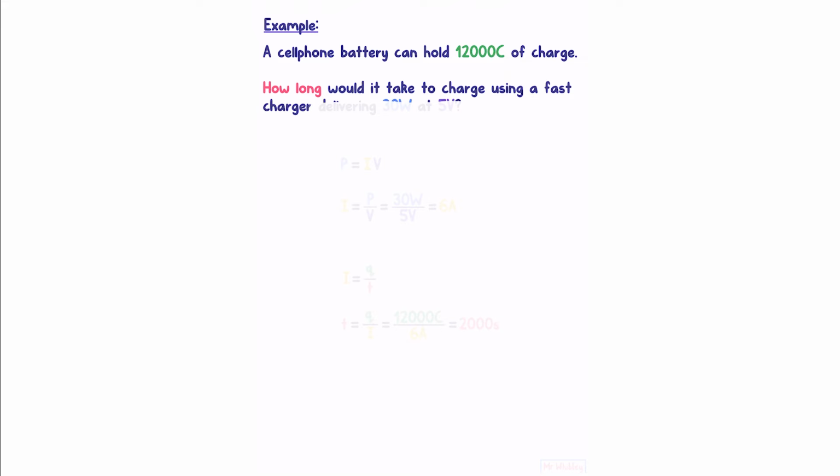Let's now go through an example. A cell phone battery can hold 12,000 coulombs of charge. How long would it take to charge using a fast charger delivering 30 watts at 5 volts? To find the time, we can use the equation current is charge over time, rearranging that for time, where we know the charge, but we don't know the current. What we do know, however, is the power and the voltage, which relates to the current in the equation P equals IV. Rearranging that for our current, putting in those numbers, gives us 6 amps. Using our charge and our 6 amps, we get a time of 2000 seconds.